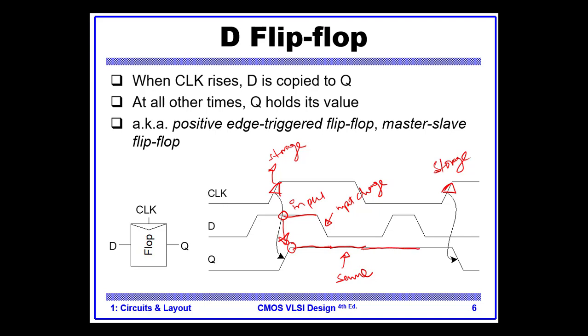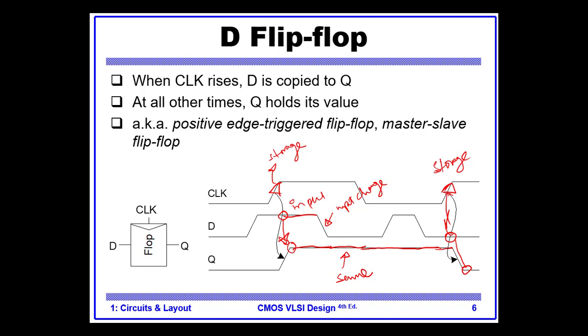So all the input changes are neglected, and then there comes another positive cycle, and at this positive cycle it samples the input, okay, and it propagates it to the output. So the state only changes on the positive edge triggered. When the positive edge comes, it triggers the change.